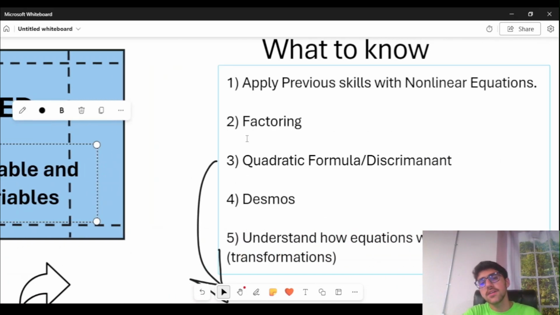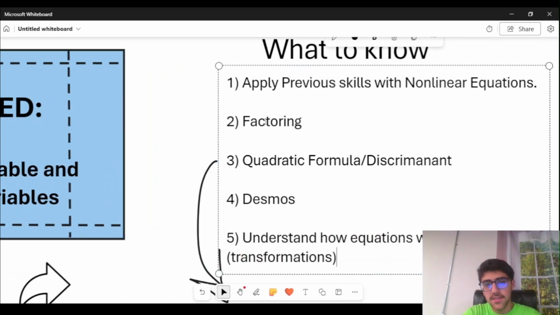The next thing you need to know is how to do basic factoring. I covered that in my previous video, so if you want, you can go there. And yeah, you need to know factoring. Sometimes you're going to have to find a solution, and you could also just use Desmos and find the x-intercepts.